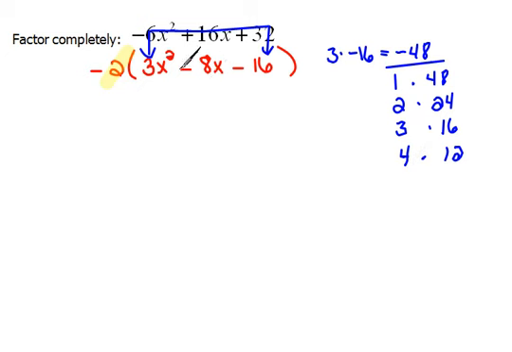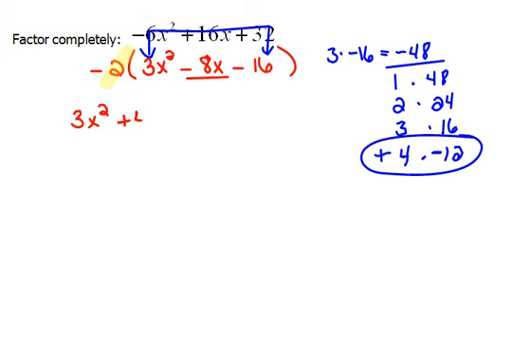Now let's make sure we get our sign correct, though. In order for the 8 to be negative, the 12 has to be negative and the 4 has to be positive. This is how we're going to rewrite our middle term. So we'll have 3x squared, and then instead of the minus 8x, let's write it as plus 4x minus 12x minus 16.